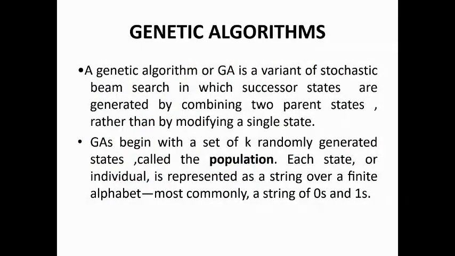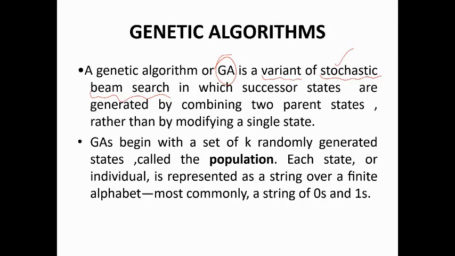That's all. Genetic algorithm, sometimes called GA, is a variant of stochastic beam search, where we don't have any set of rules to define. Stochastic means a process without any control. We don't have any rules in these kinds of stochastic processes.